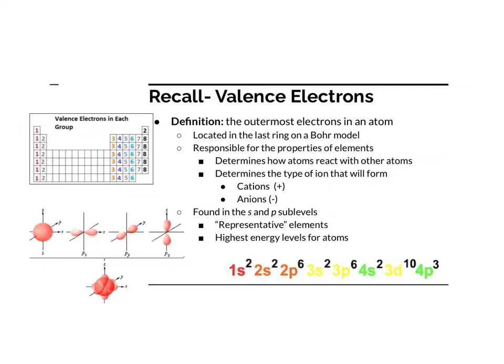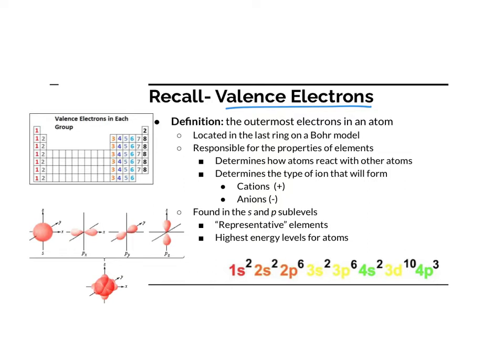Alright, so the first thing that we have to remember from our last video on orbital diagrams and electron configurations is the valence electrons. These are going to be the outermost electrons in an atom. They're going to be located in the last ring on a Bohr model, so that's going to be the one that's furthest from the nucleus. These are going to be responsible for the properties of elements, specifically those chemical properties. So you should have learned how some metals are more reactive than others, and we're going to discuss that as we go along in our course.